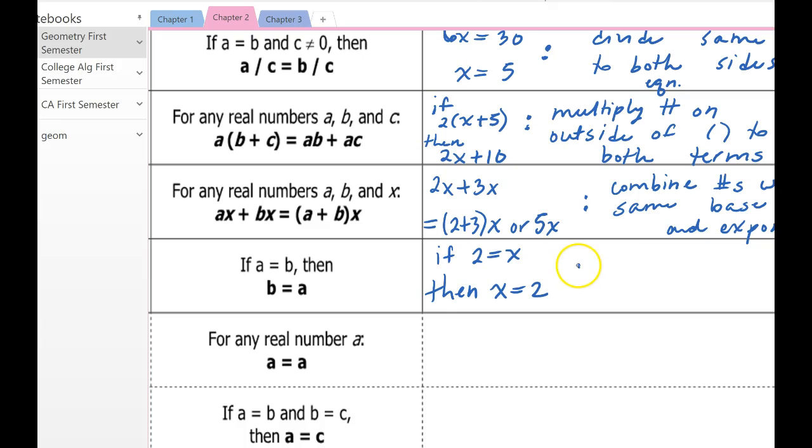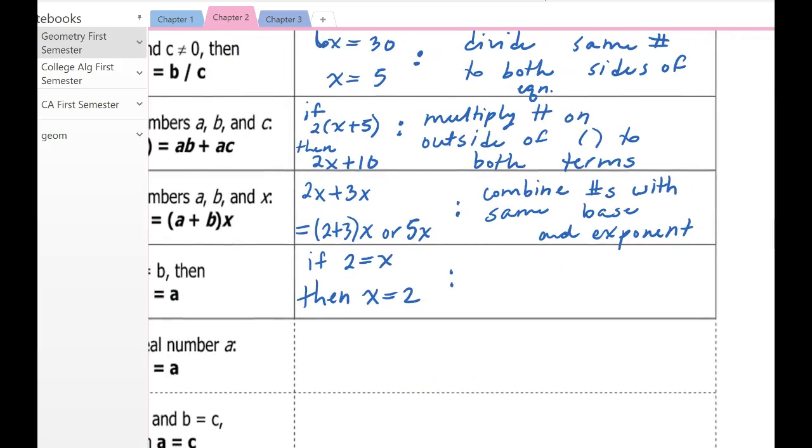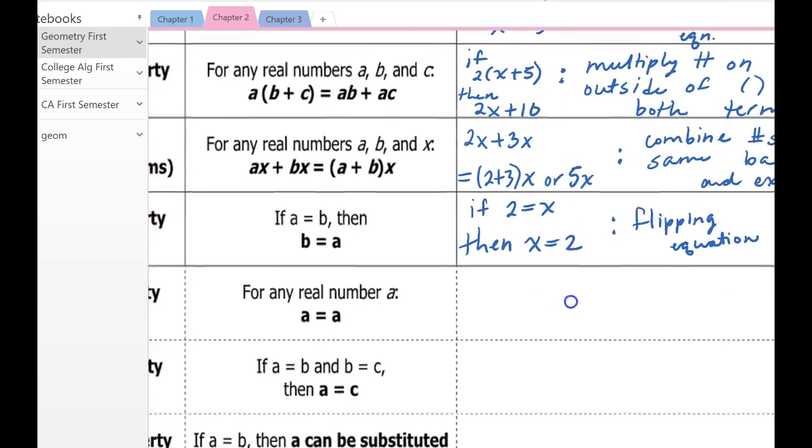So in your own words, what are you doing? Just flipping the side of the equation. And it doesn't affect the solution.